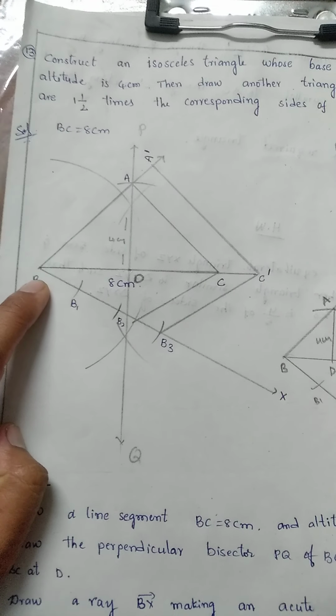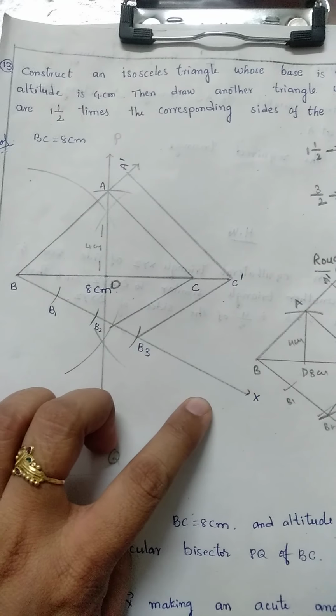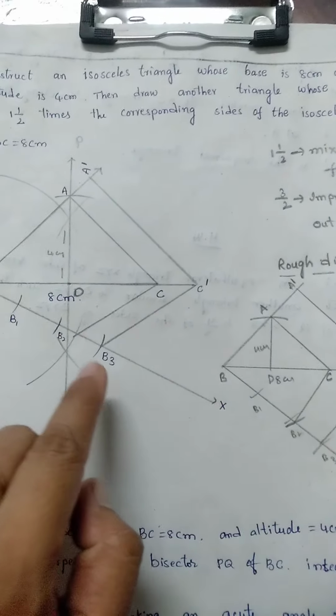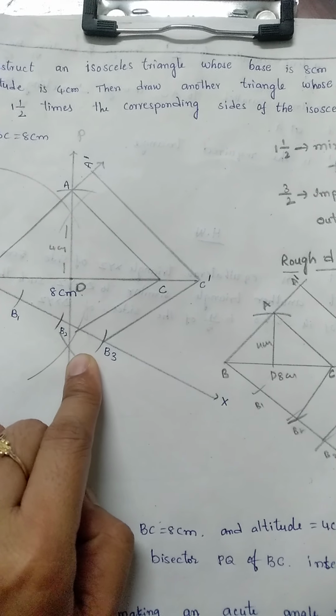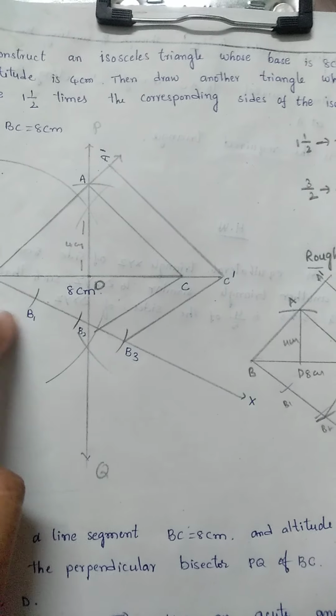Next, on the BC line segment, you have to take an acute angle. BX is the acute angle. Here the fraction is 3 by 2. So the greater number in the fraction is 3. Then on the acute angle I divide it into 3 parts, B1, B2, B3.